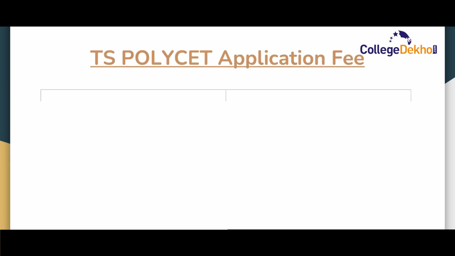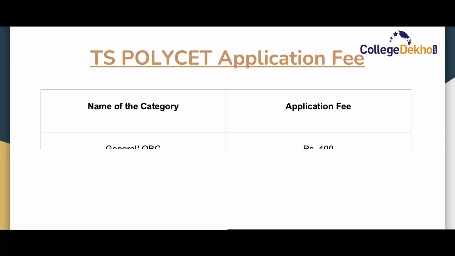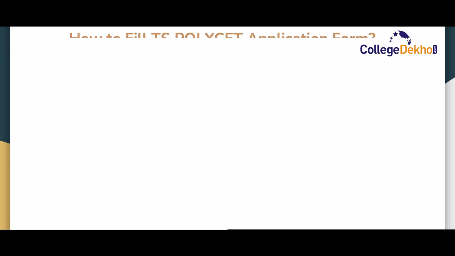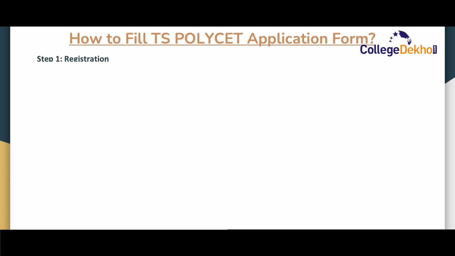Now let us look at the TS Polyset application fee. The application fee for the TS Polyset exam will be different for different categories, such as for general and OBC categories, the application fee will be 400 rupees, while for the SC and ST categories, the application fee will be 250 rupees. Now that we know the application fee for the exam, let us look at the detailed process on how to fill the TS Polyset application form.